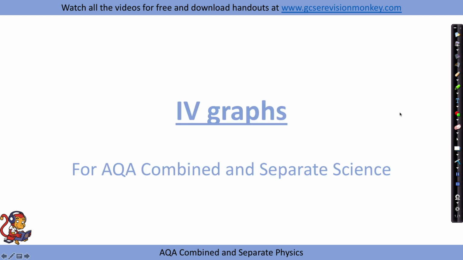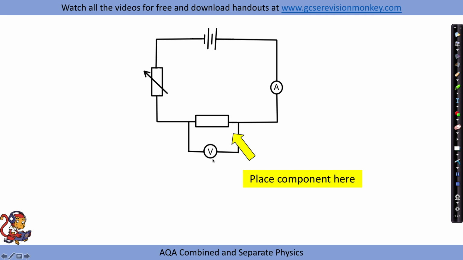IV graphs required practical. You may well have heard of these called IV graphs or current potential difference graphs, with the I standing for current and the V for potential difference. So with these graphs, the circuit that we need to build is all the same. And what will be changing is this component here. At the moment, we've got a resistor in the circuit, and we need to be able to change this for a diode and then a filament lamp.